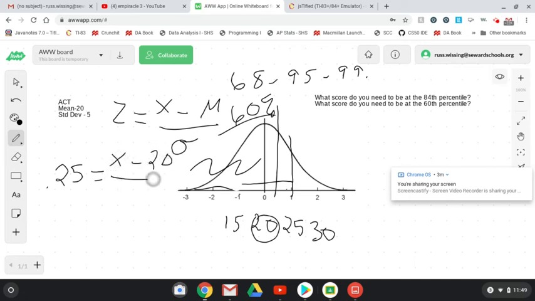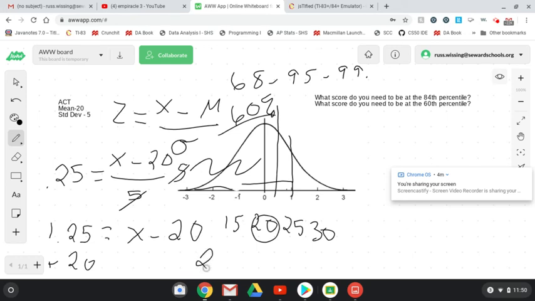So remember back from algebra how you'd solve a problem like that. I'd multiply both sides by 5. So if I take 0.25 times 5, I get 1.25. Over here, the 5's cancel when I multiply by 5. So I get x minus 20 left over there. And I just add 20 to that side. And my answer is I'd have to get a 21.25 to be at the 60th percentile.